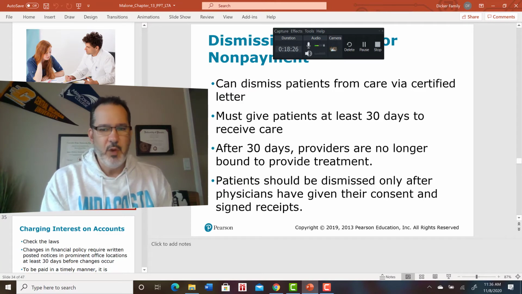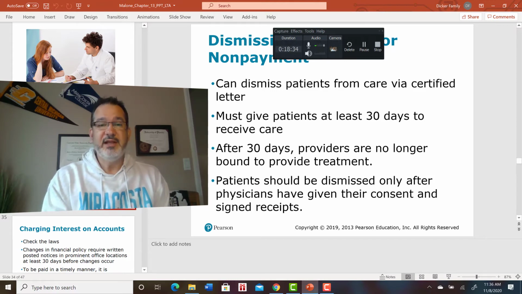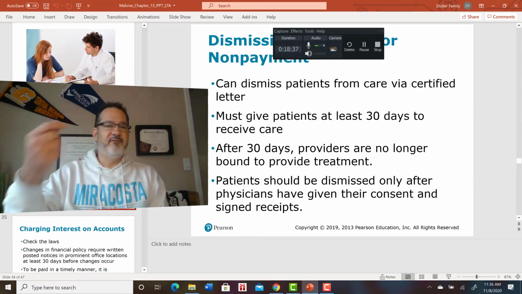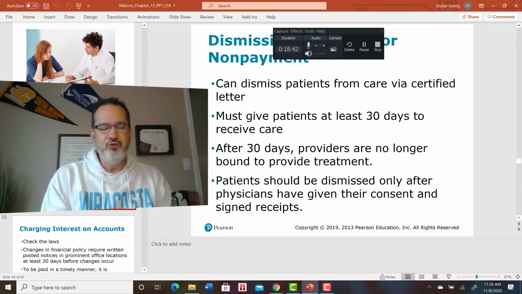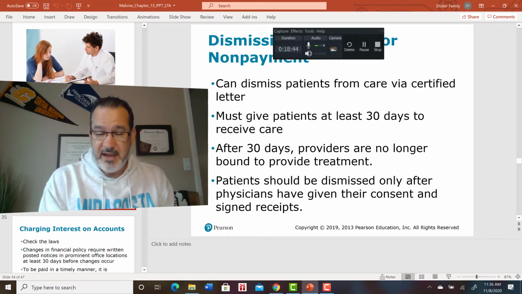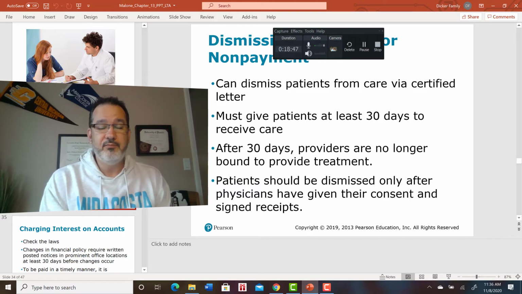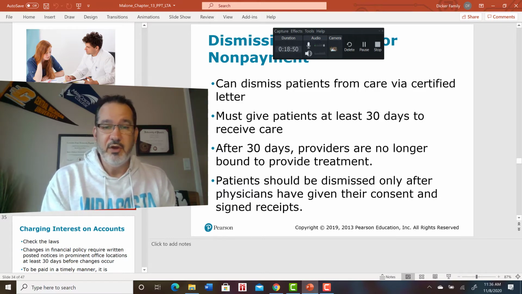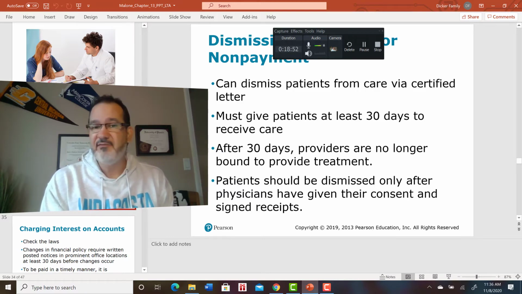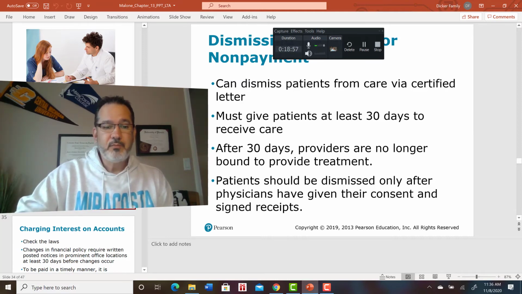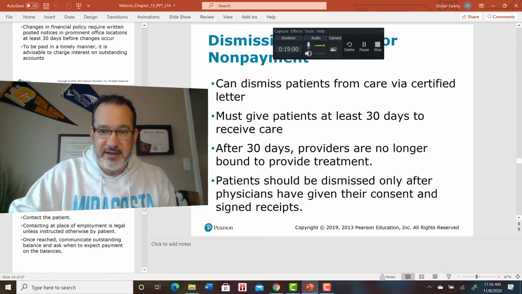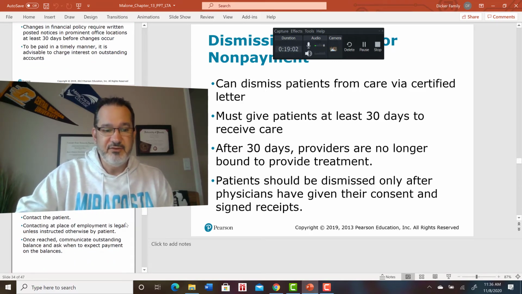Usually the patient is well more than 30 days past due for a payment, and they are no longer responding to any of our queries. So any of our phone calls, mailings, they're not responding to any of that anymore. Then usually what we'll do is we will send a certified letter to them, explaining that we're giving them typically 30 days of care, and after that they need to find a new physician.